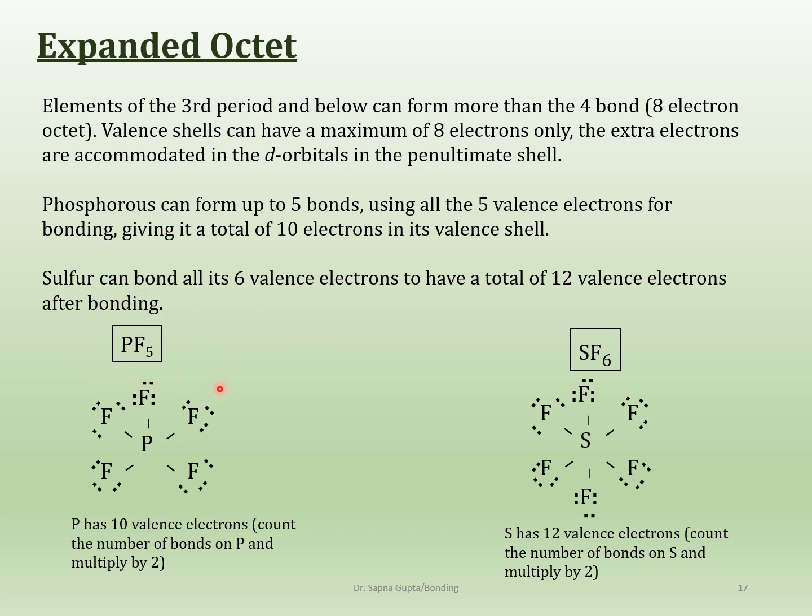Does phosphorus always form PF5, or can it form PF3 also? Because remember, phosphorus is in group number 5. If nitrogen can form 3 bonds, can phosphorus also form 3 bonds? Yes, it can. Phosphorus is capable of having either 3 bonds or 5 bonds. Nitrogen can have only 3 bonds. Similarly, sulfur is below oxygen. Oxygen can form 2 bonds only, remember? But sulfur can form 2 bonds, 4 bonds or 6 bonds, depending on what it is bonding with. So it has more choices.